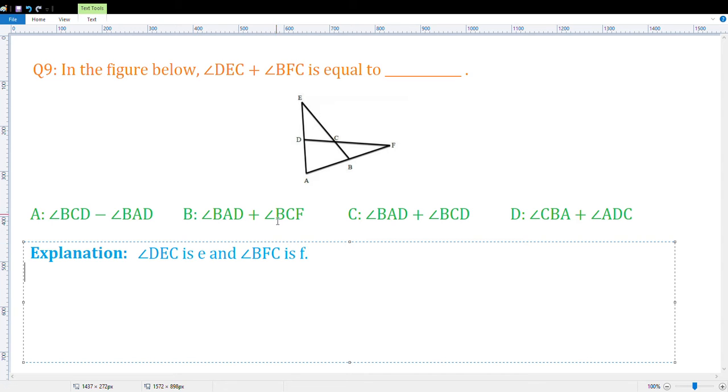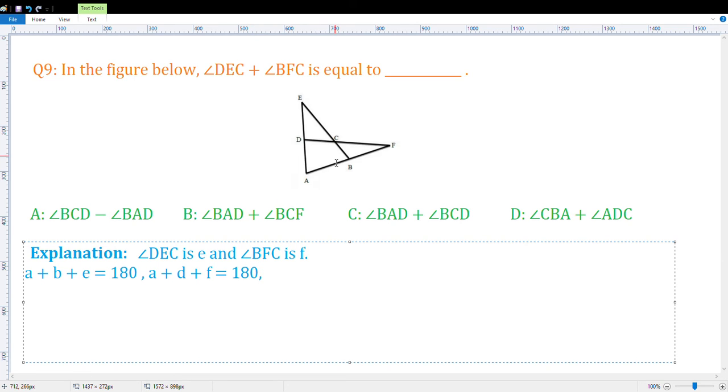Then we already know every triangle's angle sum is 180. Based on that, take the equations of both triangles. Those are a plus b plus e is equal to 180 degrees, and a plus d plus f is equal to 180 degrees.